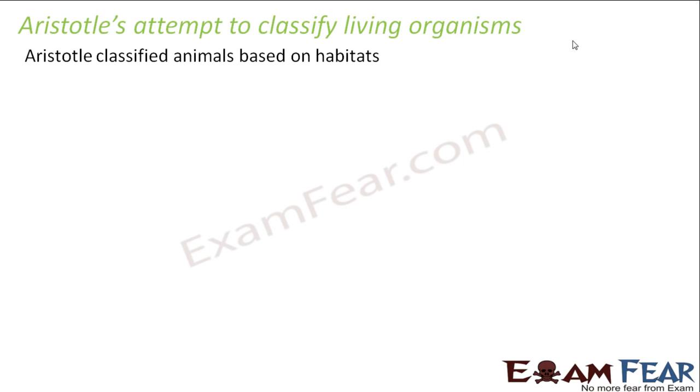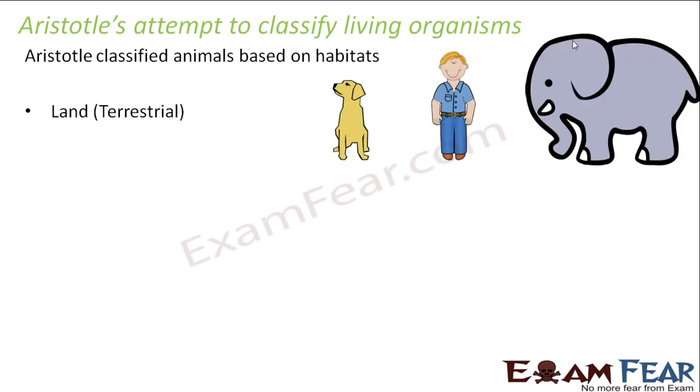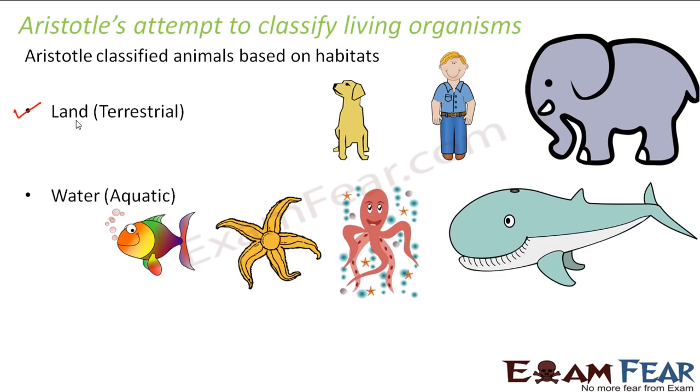So he started classifying animals based on habitats, based on the places where they live. He divided the animals into three groups. The first group was the terrestrial animals, that is the animals which live on land. For example, cat, dog, human beings, elephant, lion, tiger. So they all fall under the category of terrestrial animals.